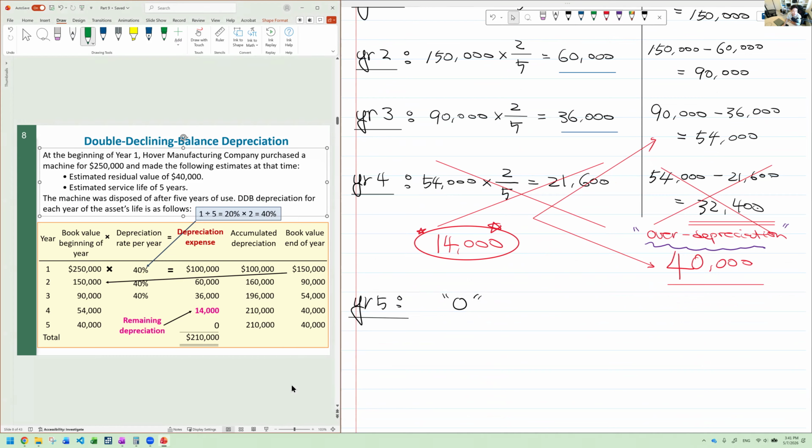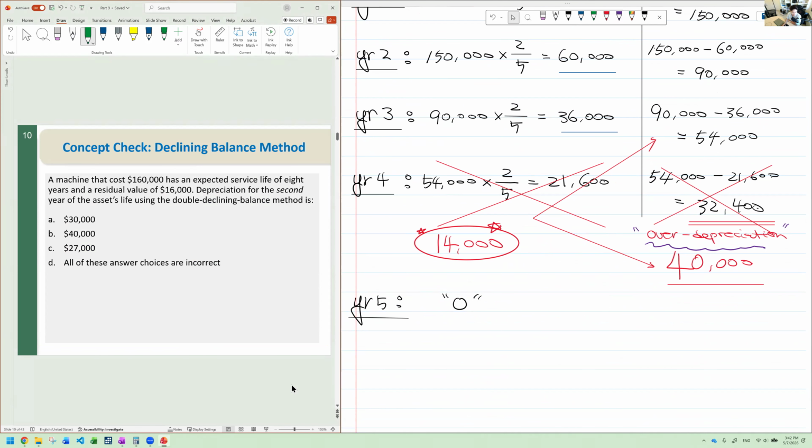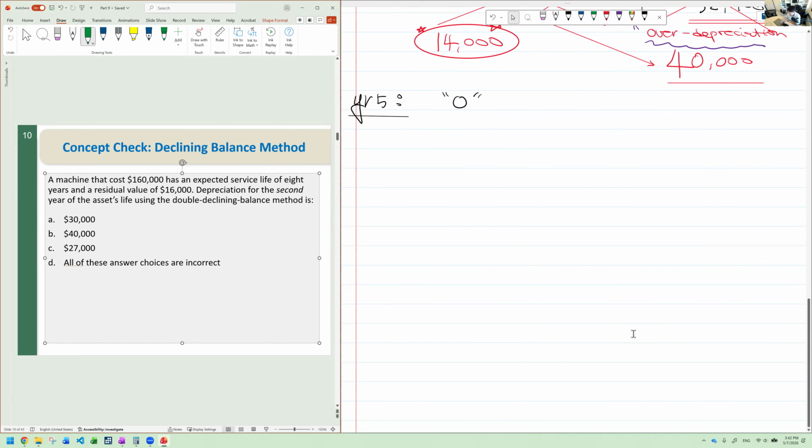Okay. All right. So let's do this mini exercise question before we move on to the next method. A machine that costs $160,000 has an expected service life of 8 years and a residual value of $16,000. Okay. The question is asking you to calculate the amount of depreciation for year 2, the second year, using the double declining method. Okay. All right.